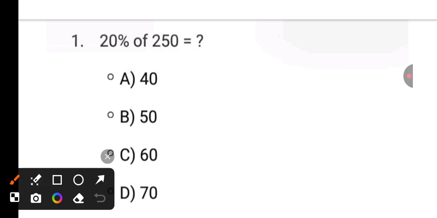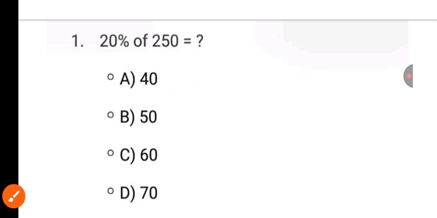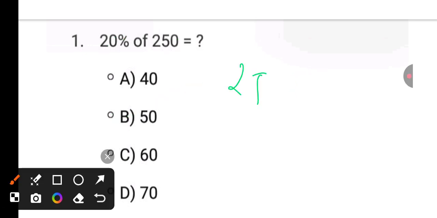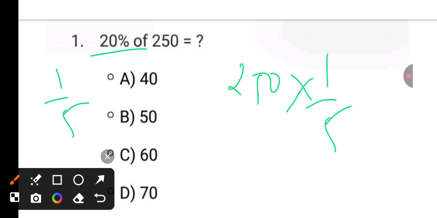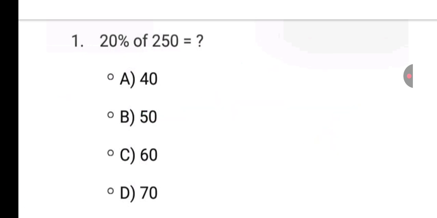Next method is, see, percentage means 20. Percentage 20 gets cancelled. Left with 2 into 25. Again it is 50. Next method is 250 into 20%, which is 1 by 5. 20% fraction value is 1 by 5. 1 by 5. Again it is 50.